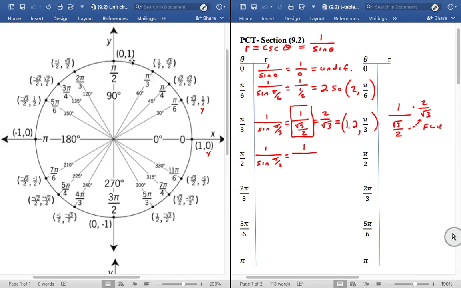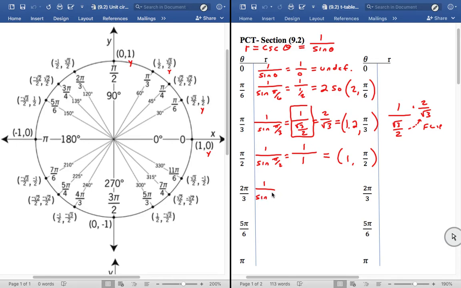And the sine of pi over 2 is actually 1, because we're talking y coordinates here now. So the sine of pi over 2 is 1, so that's 1 over 1. So 1 comma pi over 2 is what we'll graph. And we can continue this. You'll see some symmetry here showing up pretty soon.